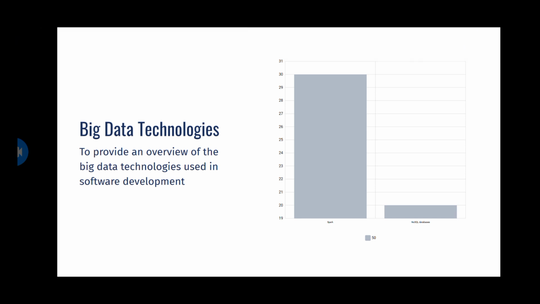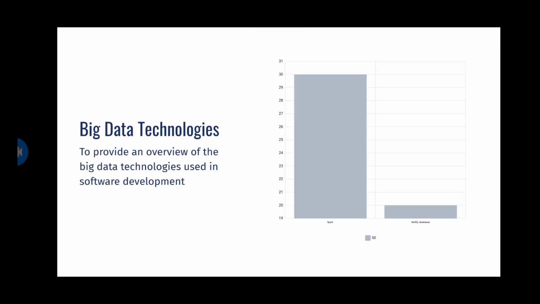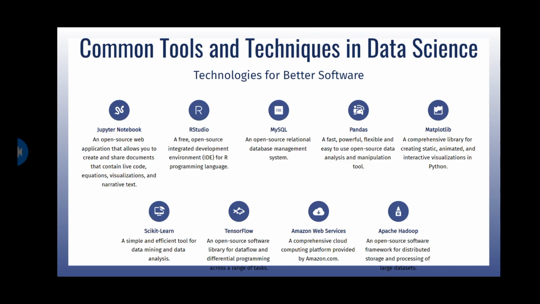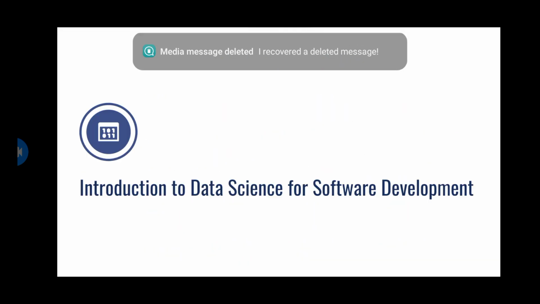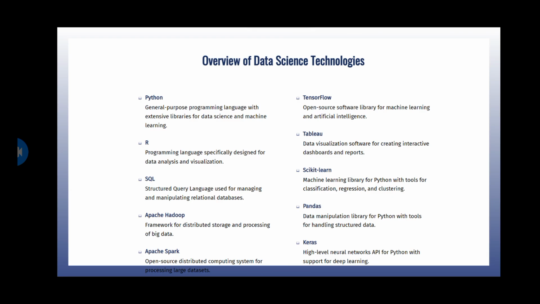Now, this is the closing slide, and these are the big tools which are used in the field of data science for better software development. Let us revise what we have taught till now. First we covered the introduction to data science for software development. Next we saw the overview of data science technologies, which languages were used, like Python, in which case we can go with Python and which with R. Next, the advantages and disadvantages of R, and in which project we should use Python and which project we should use R.